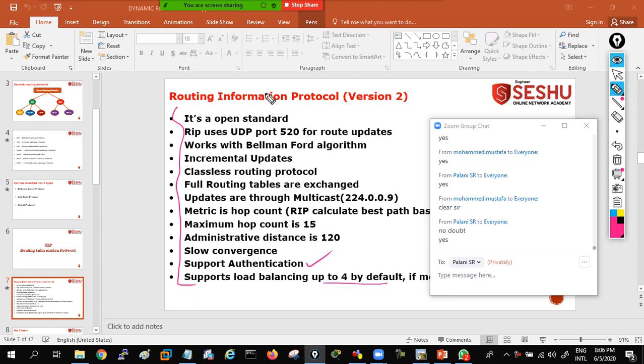So I showed you all this. I showed you each and every point, how it's working and what it's doing. Right? So everybody understands the RIP protocol? Everybody is okay about RIP? Is it clear for you, everybody? The RIP protocol. Yeah.